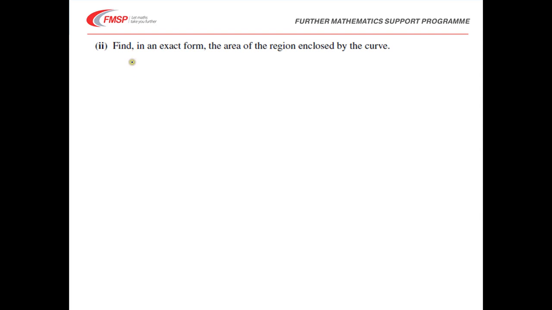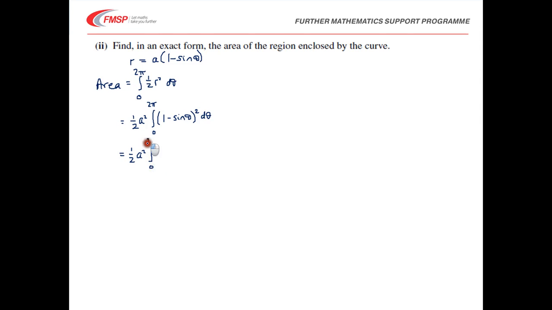Finding the area enclosed by the curve, we've got r equals a(1 minus sine theta). Copying carefully from the formula book, we know that the area is from 0 to 2 pi, that was given, a half r squared d theta. That's equal to a half a squared (1 minus sine theta) all squared. Expand that bracket: 1 minus 2 sine theta plus sine squared theta.